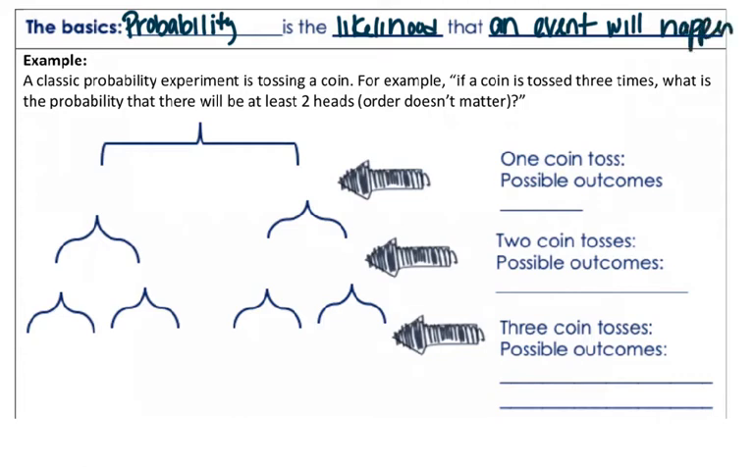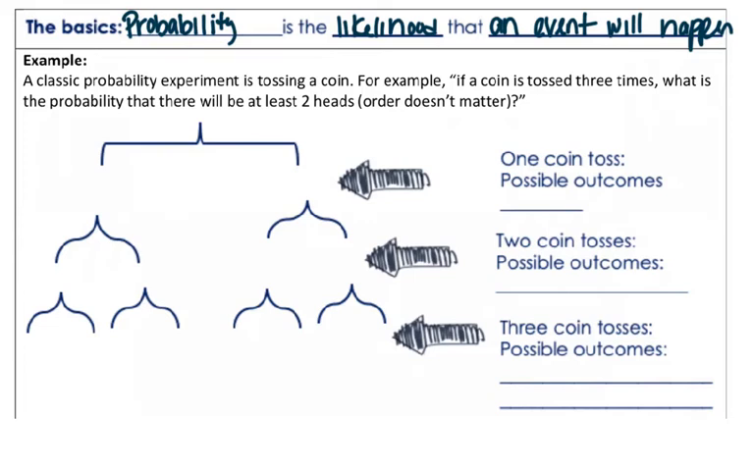Alright. So, I'm not sure where you start learning probability. Maybe it's in elementary school. But I think you start doing these little tree things in middle school, if I'm not mistaken. So, here's an example. A classic probability experiment is tossing a coin. For example, if a coin is tossed 3 times, what is the probability that there will be at least 2 heads?